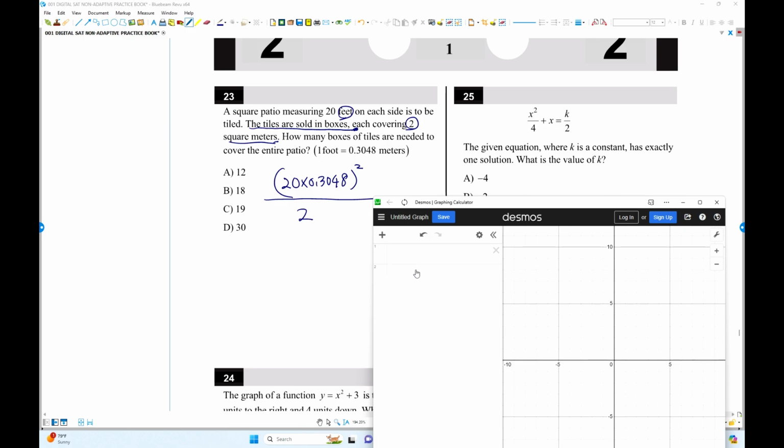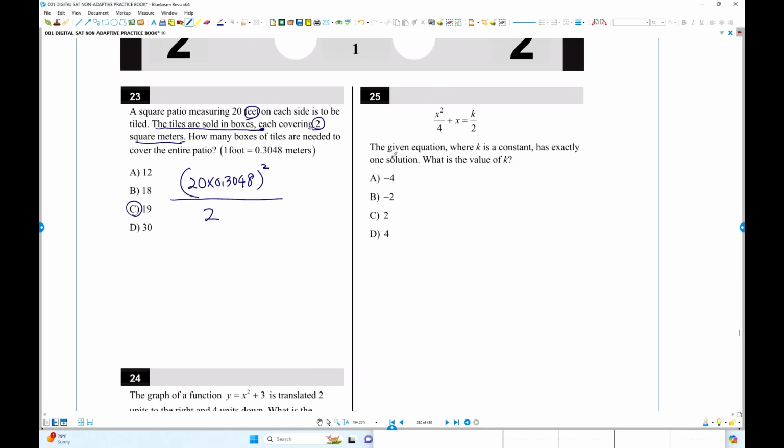20 times 0.3048, squared. After that, you can divide by 2 square meters. That is 18.58, so 19 boxes is the answer.